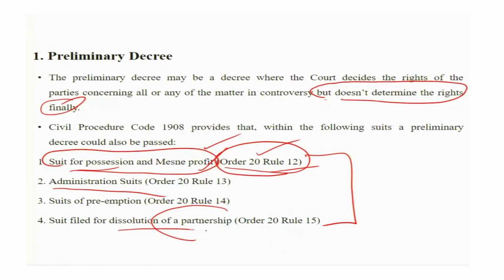Partnership matter, dissolution of partnership in the Partnership Act 1932, and Order 20 Rule 15, dissolution of partnership I am talking. Dissolution of partnership includes a number of activities. Dissolution means you are coming to an end, now you are shutting down the partnership firm. How many partners are there, how many accounts are there, from how many banks the partnership firm has taken loans. There can be a number of issues relating to dissolution of partnership. So in these cases also you can get preliminary decree, otherwise you get final decree.